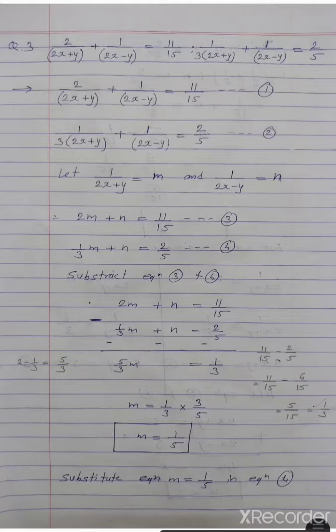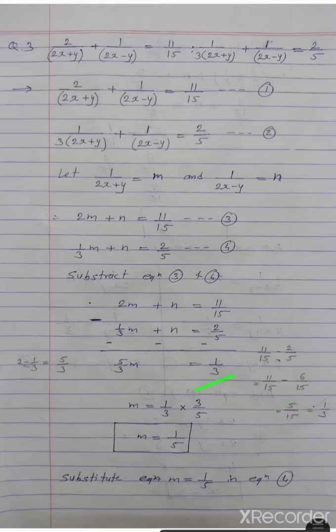11 upon 15 minus 2 upon 3, here I solve it. So to solve these two rational numbers, I make the denominators the same by multiplying 3 at the numerator and denominator also. Here you can see their denominators are the same, so you can subtract their numerators. 11 minus 6 is equal to 5, and after simplification we will get 1 upon 3.